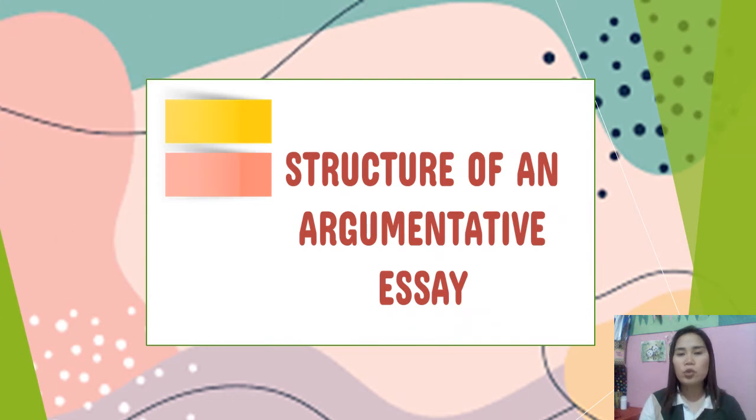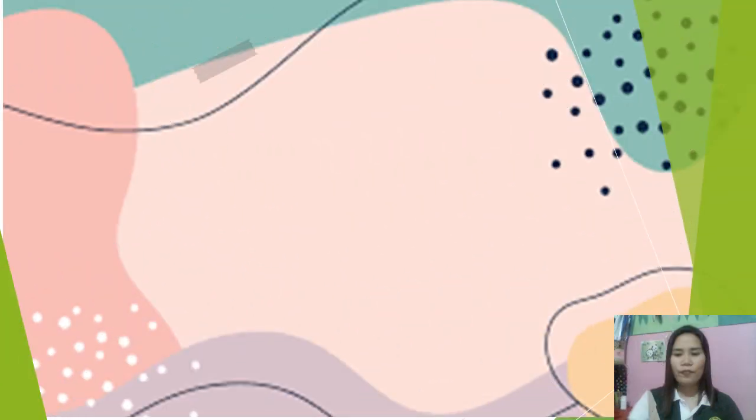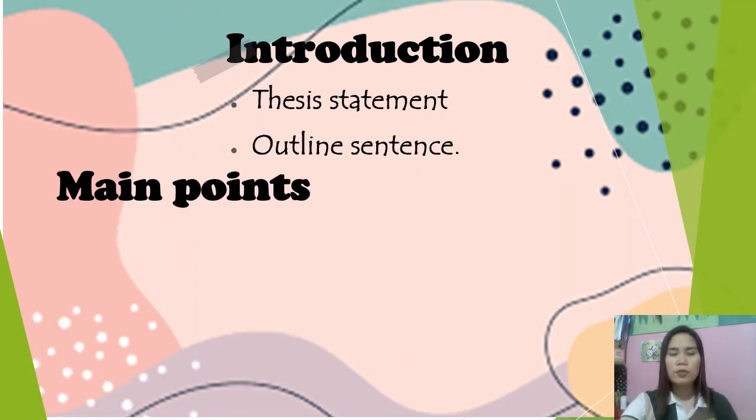Now let's have the structure of an argumentative essay. First is the introduction. It contains the thesis statement and outline sentence. In the thesis statement, this is where you will state your general opinion of the argument and provide the background knowledge to the issue. Next, inside the introduction is your outline sentence. You have to tell the readers what to expect from your essay.